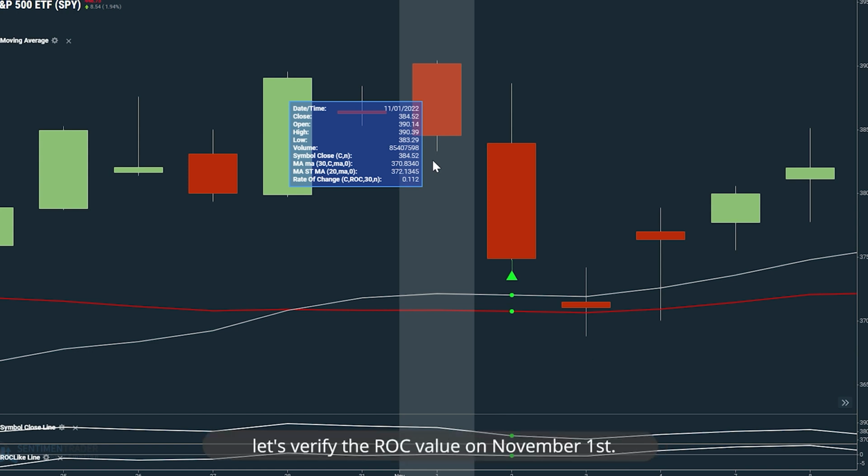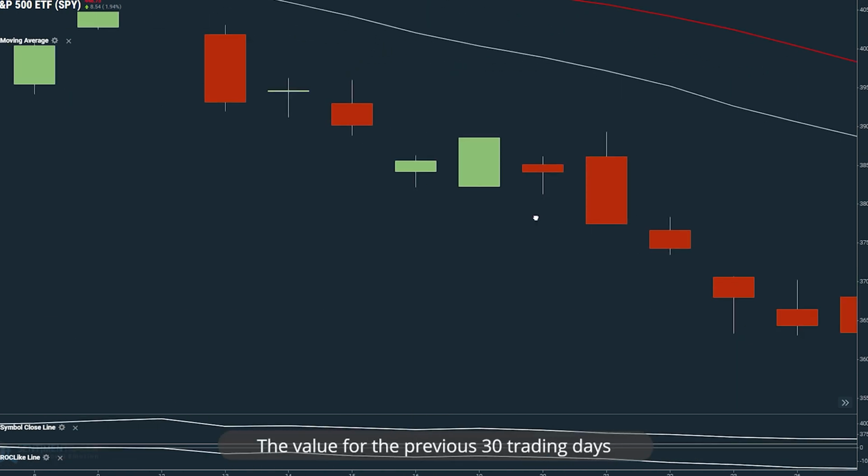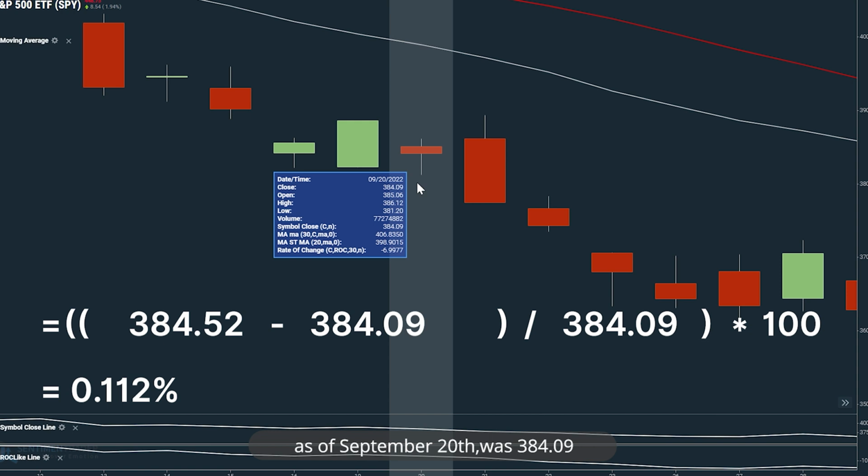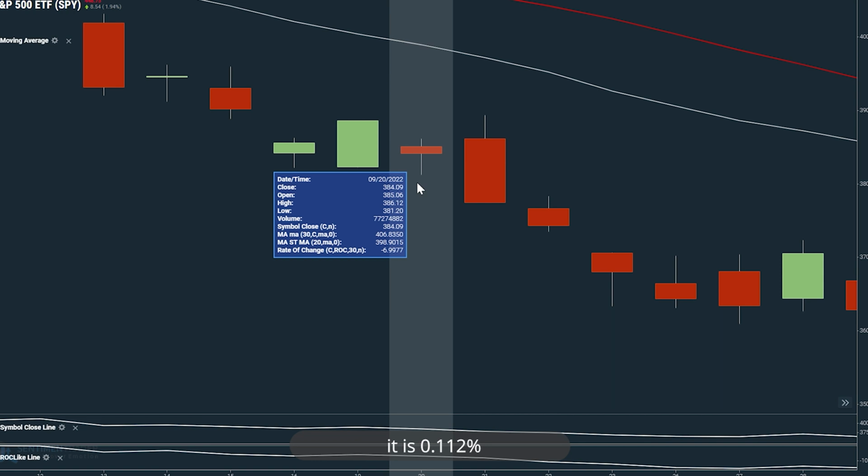Now, let's verify the ROC value on November 1st. The value for the previous 30 trading days, as of September 20th, was 384.09, and on November 1st, it was 384.52. By calculating the ROC, it is 0.112%, confirming that the value is accurate.